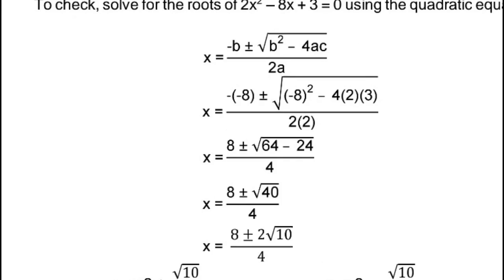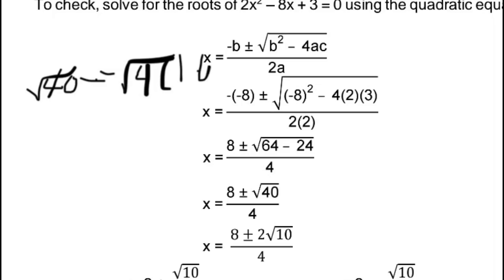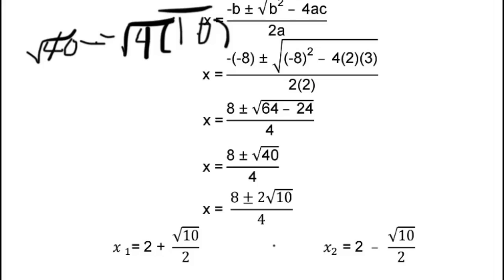Then the square root of 40 is equal to the square root of 4 times 10. So the square root of 4 is 2. That is why it became 8 plus or minus 2 times the square root of 10 over 4. Then x sub 1 here will be 8 divided by 4 is 2, plus 2 divided by 4 is 1 half, so it became the square root of 10 over 2. And x sub 2 here is equal to 2 minus the square root of 10 over 2. So the two roots here are irrational and not equal.